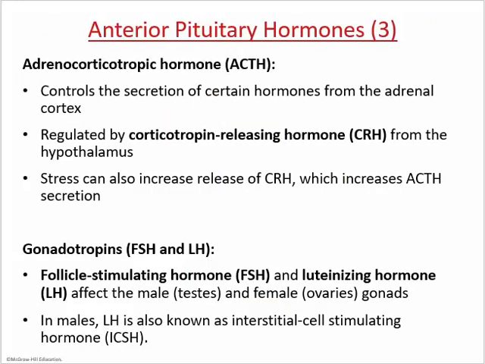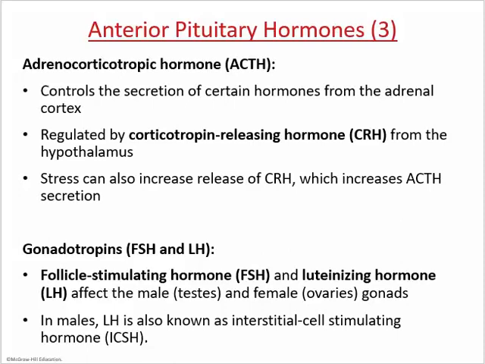Another hormone is adrenocorticotropic hormone, ACTH. So this is going to control what the adrenal cortex releases, and it's regulated by corticotropin releasing hormone. Corticotropin affects the cortex. This is involved with stress.